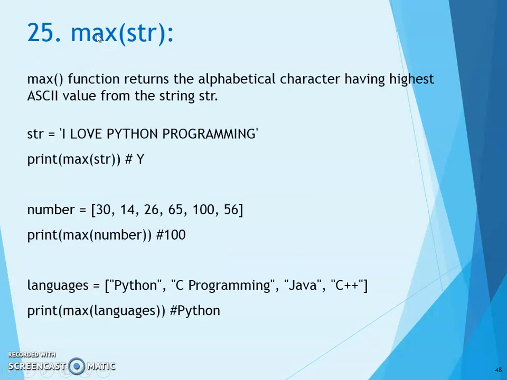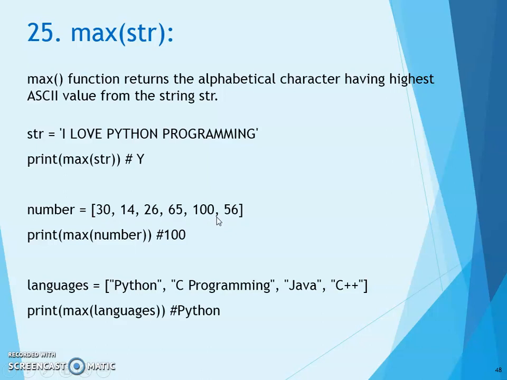Next is max. Max is a function, it's not a method. This max function returns the alphabetical character having the highest ASCII value from the string that we are passing. So in this string, the highest ASCII value is of the character Y. So it will return us Y.